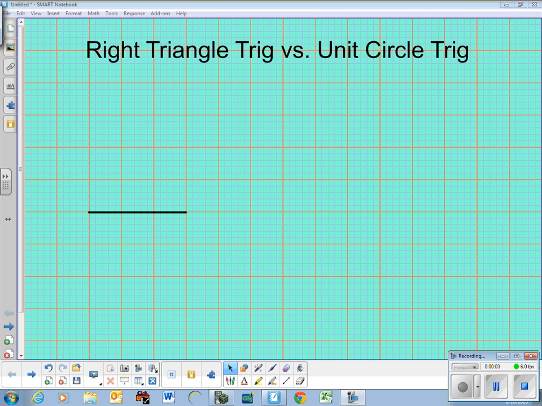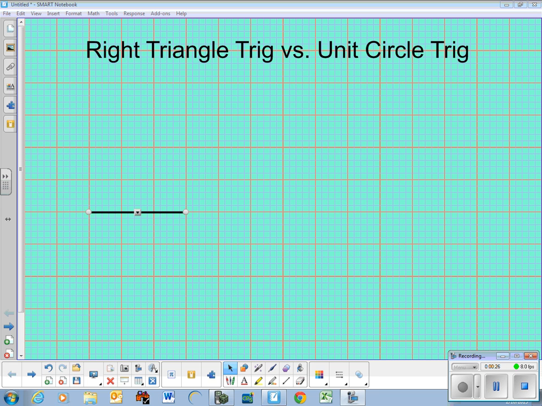Trigonometry, my friends, can be divided into some pretty major chunks. And you know a lot at this point about right triangle trigonometry. So what we're going to do is try to transition over to unit circle trig. And to do that, just as a little intro today, I'd like for you to imagine some right triangles.